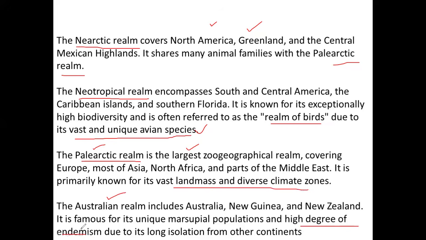Endemism అంటే ఏవైతే species ఆస్ట్రేలియాలో కనిపిస్తాయో, it cannot be found in different kinds of areas. So they are specific to Australia. Main example, మనకు ఆస్ట్రేలియా అనగానే గుర్తొచ్చేది కంగారు. Then, ఈ ఆస్ట్రేలియా ఏదైతే ఉంటుందో, different countries తో separate గా ఉంటుంది అనమాట.